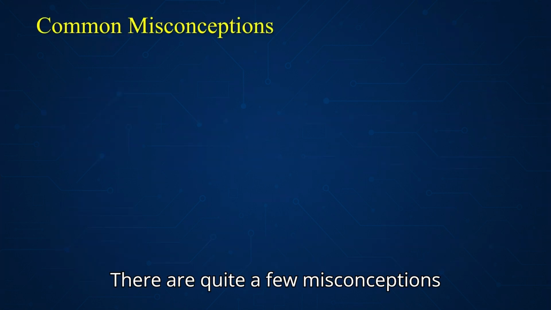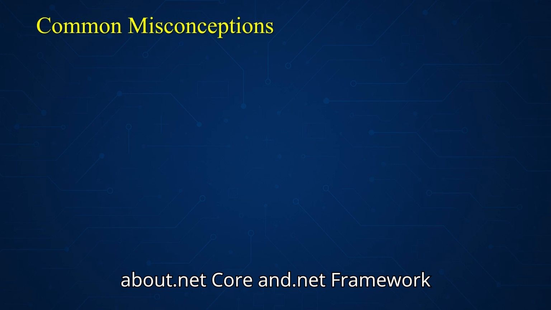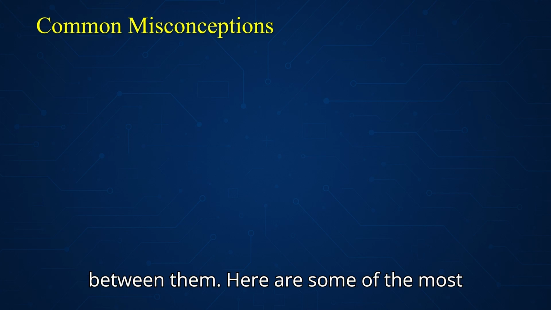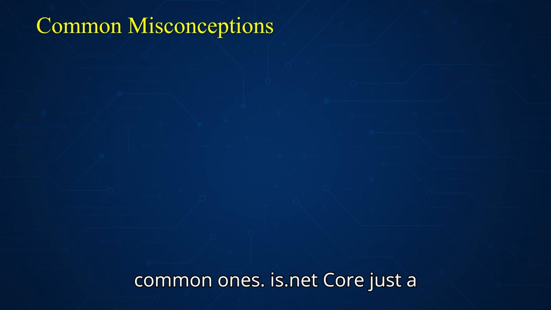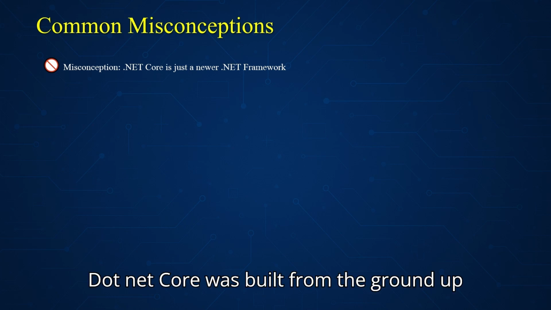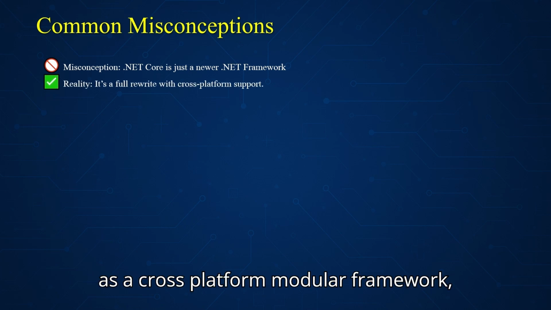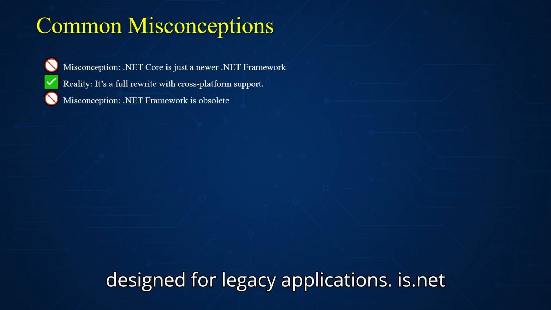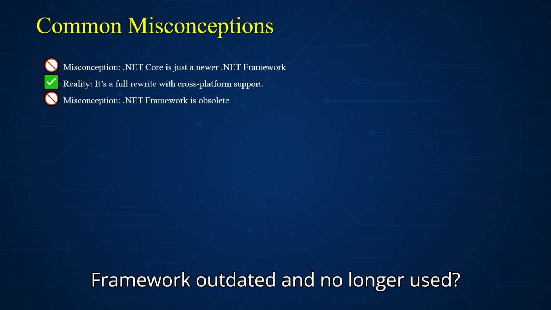There are quite a few misconceptions about .NET Core and .NET Framework that can lead to confusion when choosing between them. Here are some of the most common ones. Is .NET Core just a new version of .NET Framework? No, .NET Core was built from the ground up as a cross-platform, modular framework, whereas .NET Framework is Windows-only and designed for legacy applications.